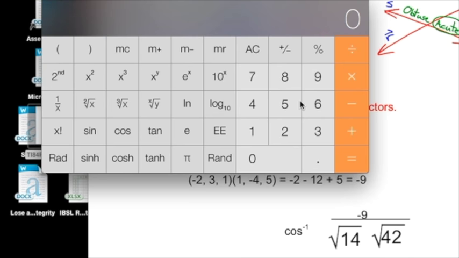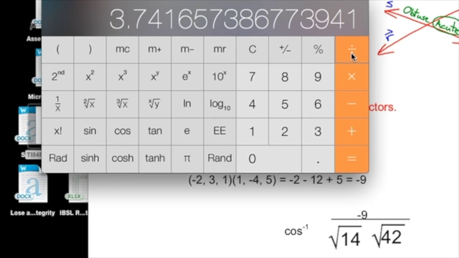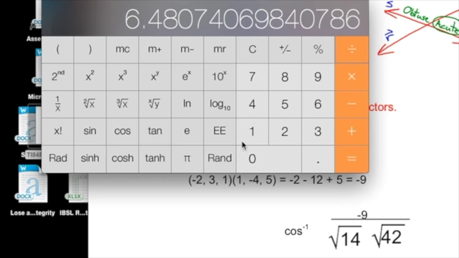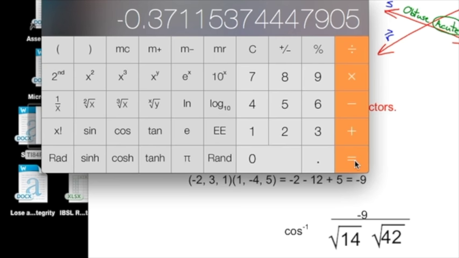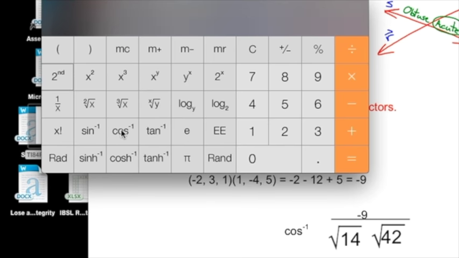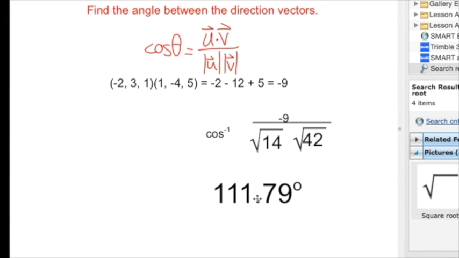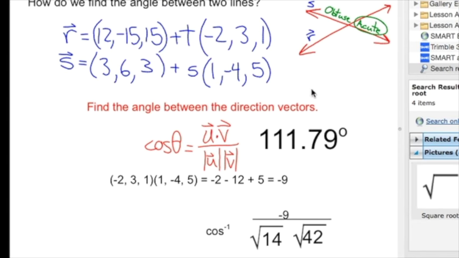Alright, so let's bring up the calculator here. We have negative 9 divided by the square root of 14, and it also has to be divided by the square root of 42. So we get negative 0.371153 and so on. And then we need to take the inverse cosine of that. And we get 111.79 degrees.